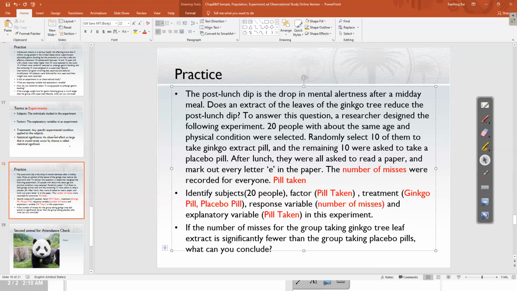Please let me know if there are any questions. We're going to have something like this in the test. Okay. And next question, if the number of misses for the group taking ginkgo tree leaf extract is significantly fewer than the group taking placebo pills, what can you conclude? This is a well-designed experiment, right? So we can conclude ginkgo tree does help to reduce the post-lunch dip.